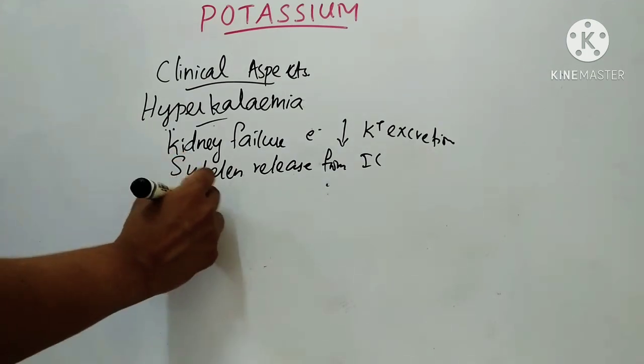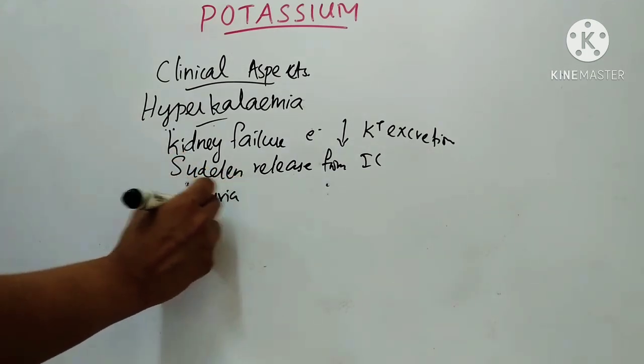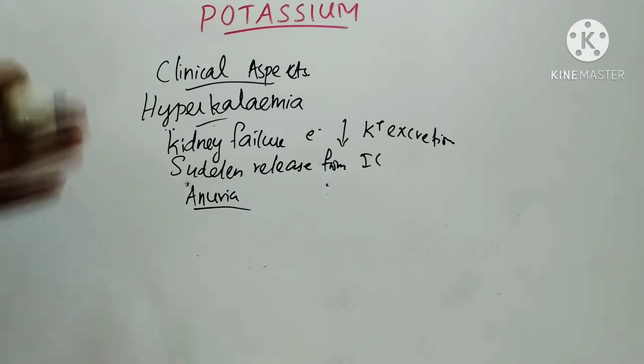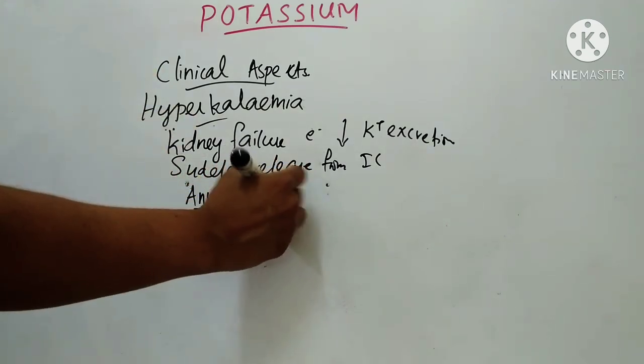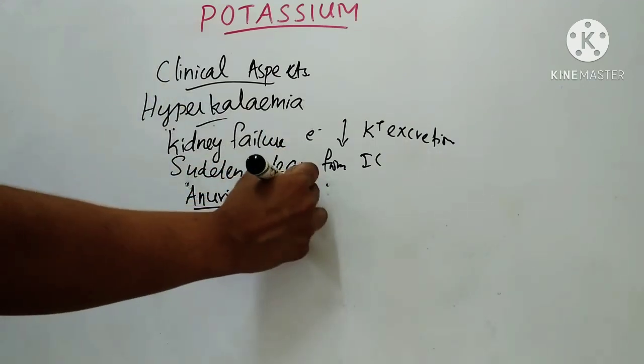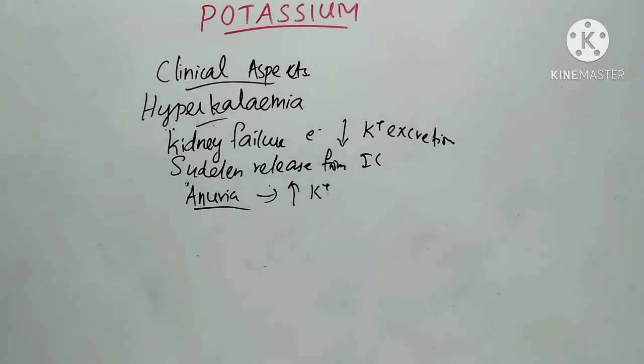Then anuria. Complete shutdown of kidney function results in an increasing concentration of potassium. The rise may be rapid if the kidney failure is associated with sudden release of intracellular potassium from any organ.